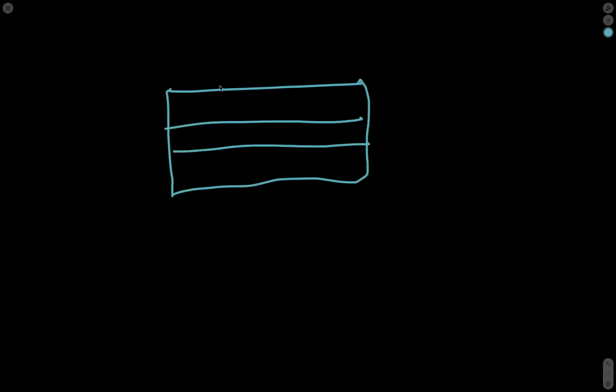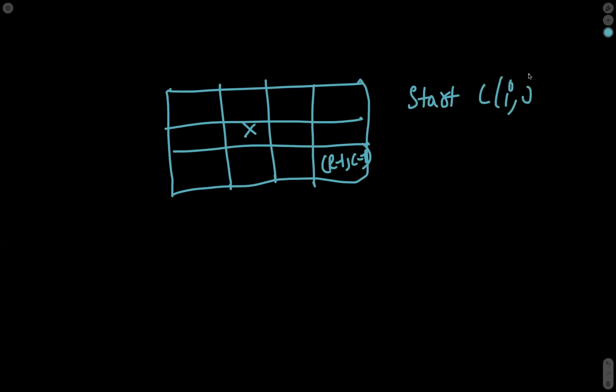Let me draw it again. I assumed this is my start and this is my end, R minus 1 comma C minus 1. Start is at C of I comma J, right? So my destination is C of R minus 1 comma C minus 1. The allowable paths would be this way and this way.